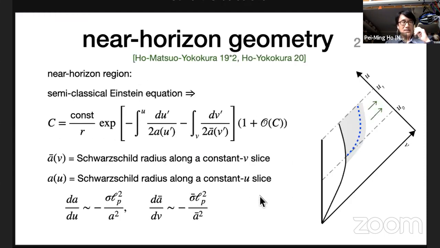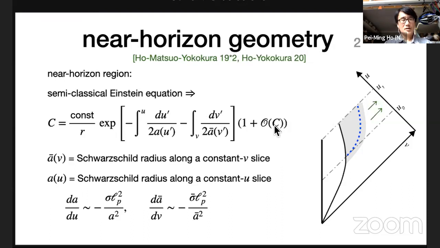And then skipping the details, you can look at our papers if you wish to know the details, you can find a linear combination of the semi-classical Einstein equation to solve the conformal factor to this form, where we have a certainty in powers of C. But as we know, C is going to be smaller and smaller as you move deeper and deeper into the near horizon region. So you can think of that as something you can do expansion with. So we will consider expanding quantities in powers of C.